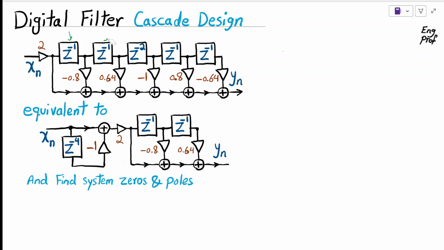Now, we want to show that it is possible to realize this in a cascade format as part of a cascade design, and it's equivalent to these two segments of a cascade design. I'm highlighting them. Effectively, we are saying: show that you can implement this filter in cascade format using two smaller FIR filters, and then find the system zeros and poles. To do that, we need to first find the difference equation of this FIR filter that is given to us.